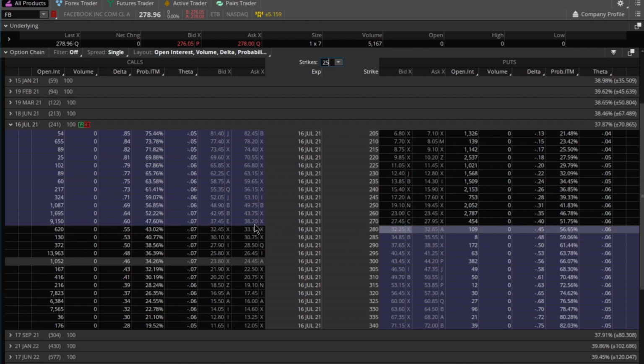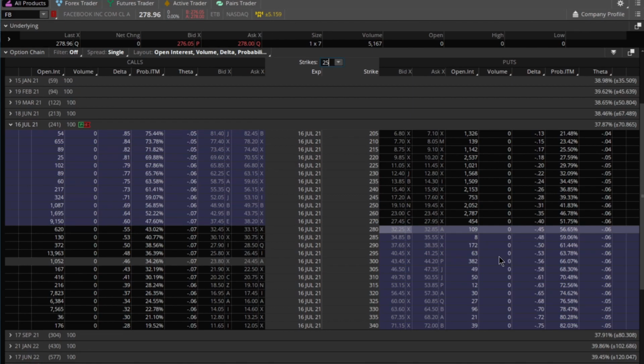So all calls with strike prices from $270 and below are in the money, and you can see that they are shaded. They have a dark blue background. For puts, all puts with strike prices above 280 are in the money as well, and you can see that they are also shaded.